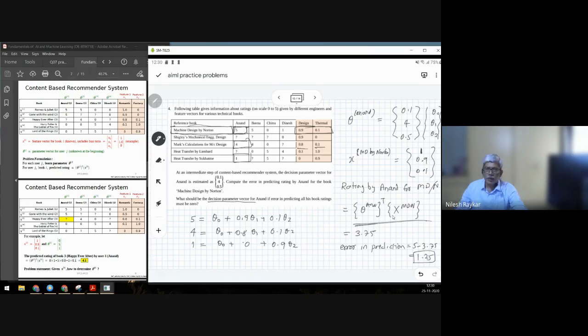So you have three simultaneous equations. From that you can calculate how much is theta 0, theta 1, and theta 2. Just calculate and tell me the values. Minus 4.625, 10 and 6.25.